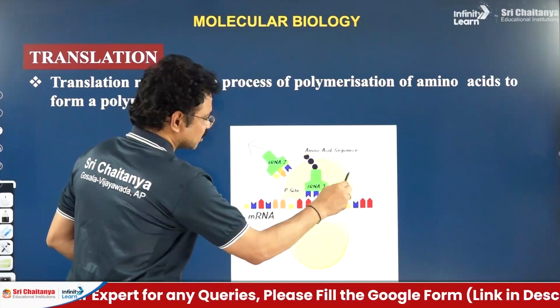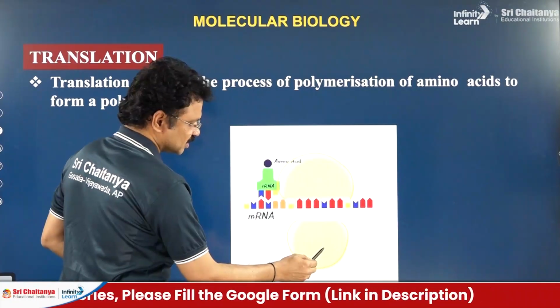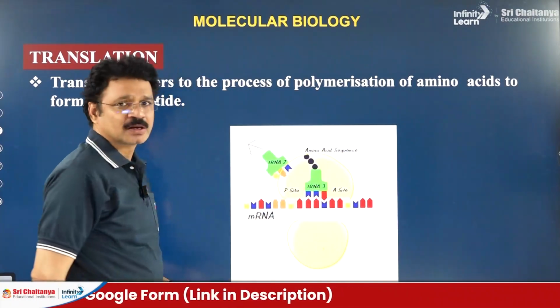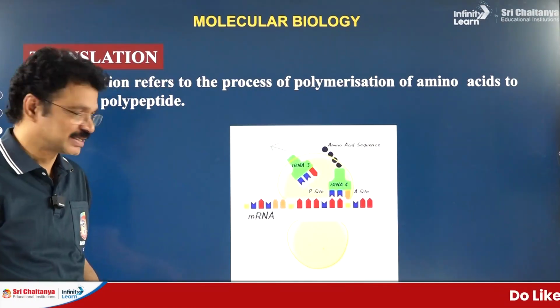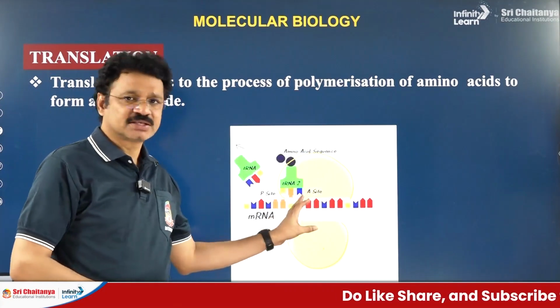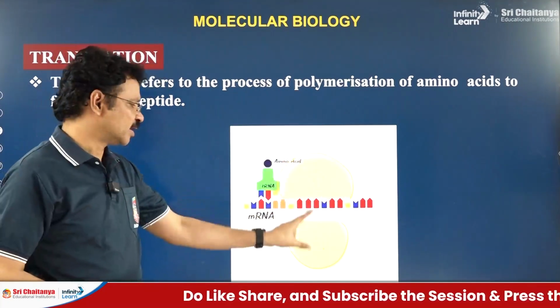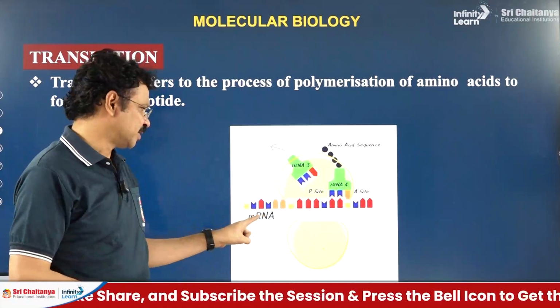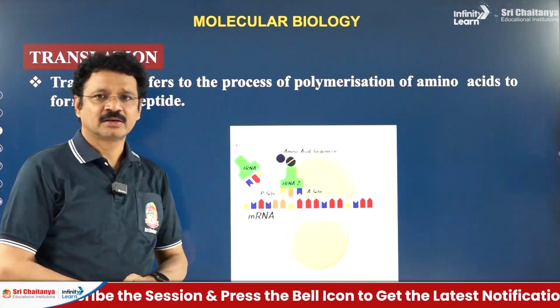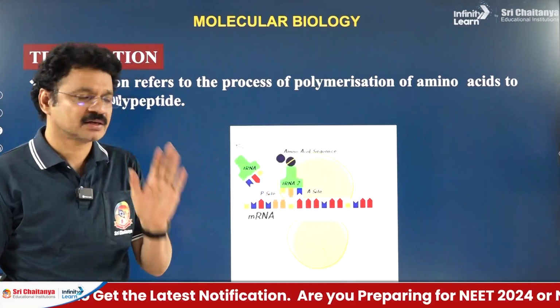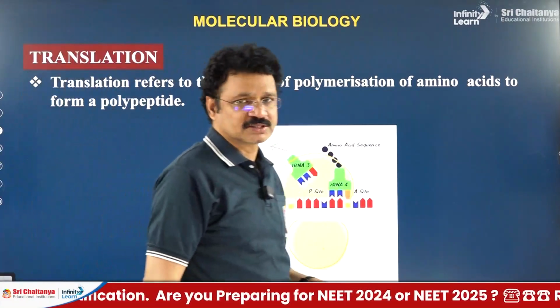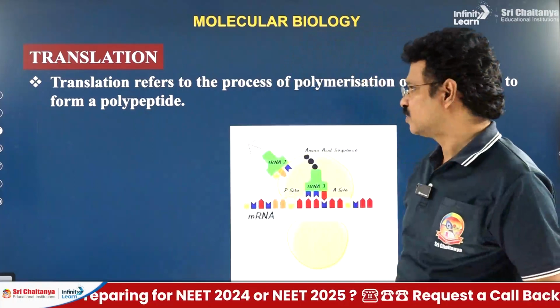In each ribosome, two subunits are there. One is the smaller unit, another one is the larger unit. So, what kind of macromolecules or structures are essential for synthesis of proteins? Organelle ribosome, nucleic acids mRNA and tRNA, and DNA also required. But DNA is indirectly involved in protein synthesis, nothing but polymerization of polypeptides.